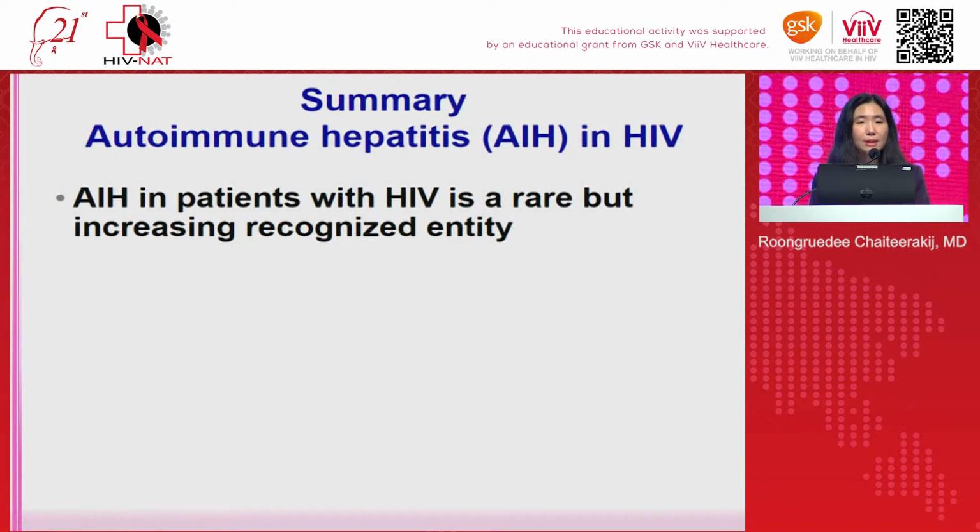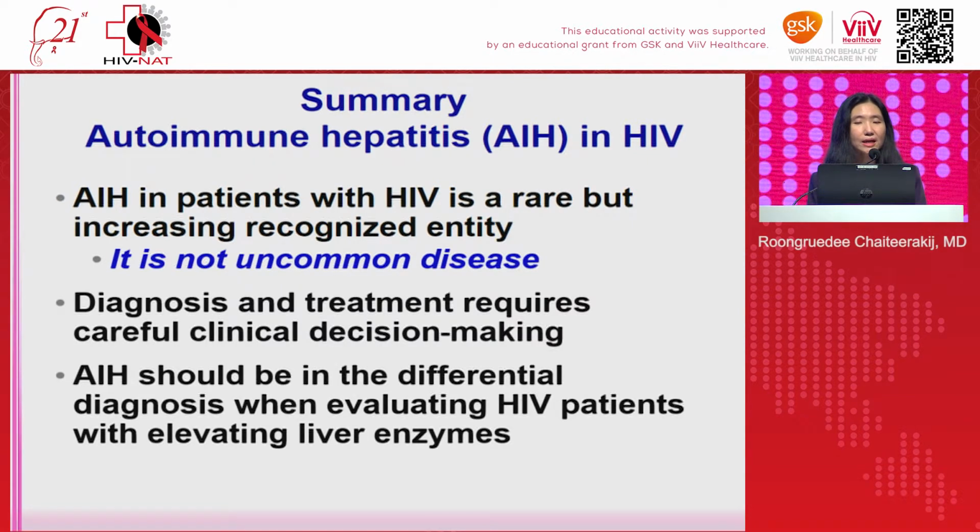In summary, for autoimmune hepatitis in HIV infection, AIH in patients with HIV is a rare but increasingly recognized entity. But I would say from my experience that it's not a rare disease. I would say that it is not uncommon.